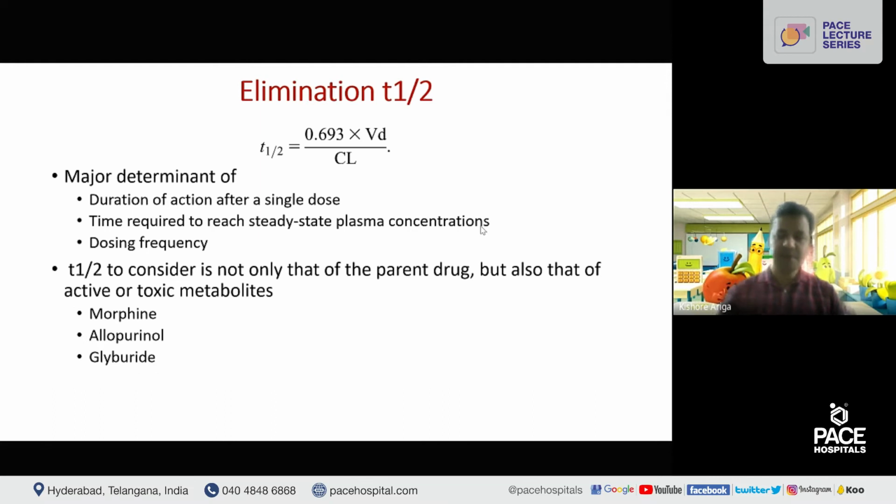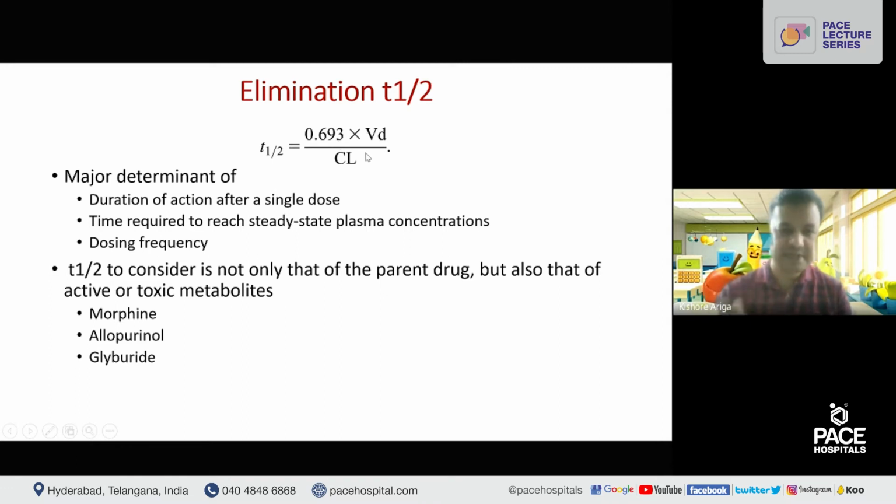Coming to the last concept, which is the elimination T-half. We all know that T-half determines the duration of the action of the drug, and it will also tell how much time it will take for the drug to reach a steady state plasma concentration. It is usually 3 to 5 plasma T-halves, and it will also tell us about the dosing frequency. The T-half is given by the formula 0.693 times volume of distribution divided by clearance.